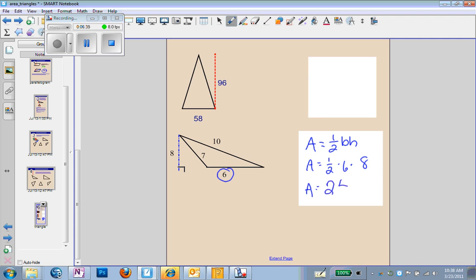24. To find the perimeter here, I just add up all the sides. So the perimeter equals 7 plus 6 plus 10, which is 13 plus 10, which is 23.